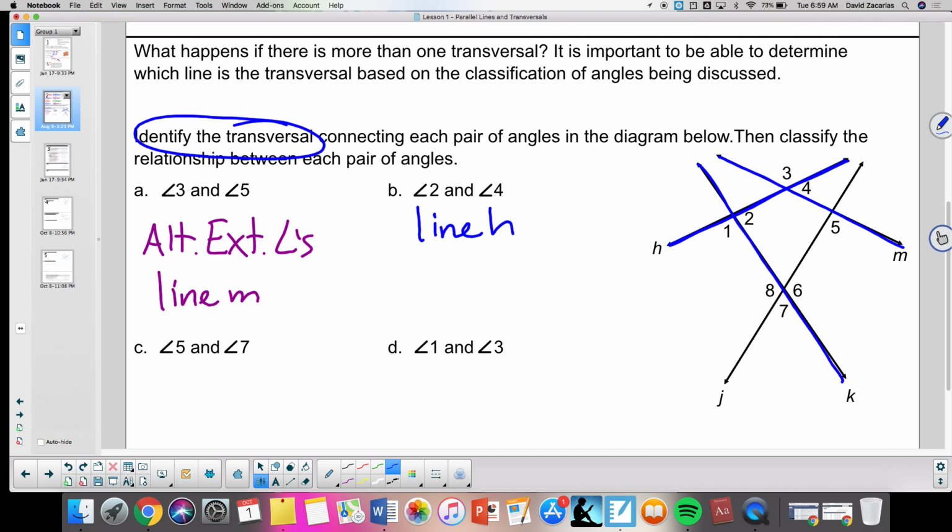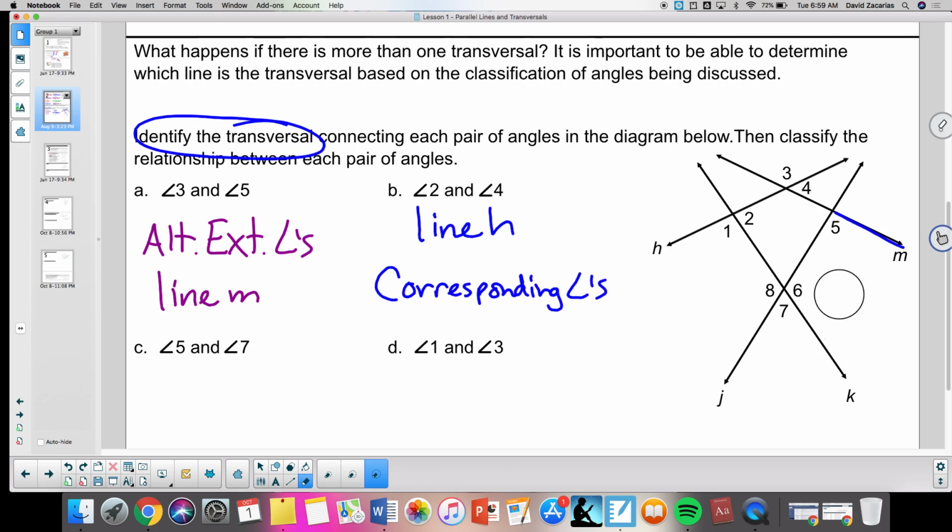So now, when you look at 2 and 4, 2 is here, 4 is here. They're on the same side of the transversal, but one's on the interior, one's on the exterior. So we call those corresponding angles. So again, when one is inside, one is outside of the two lines that the transversal is crossing, we call those corresponding angles.